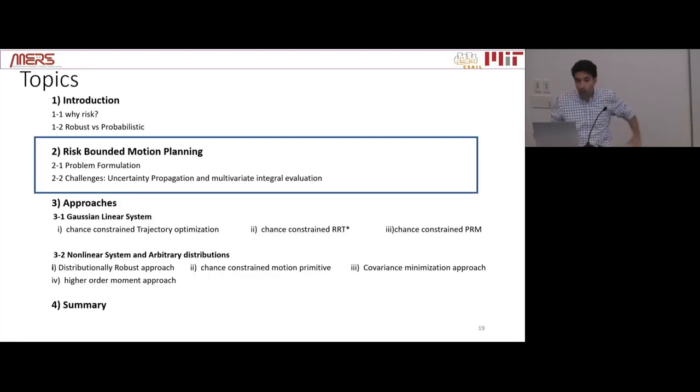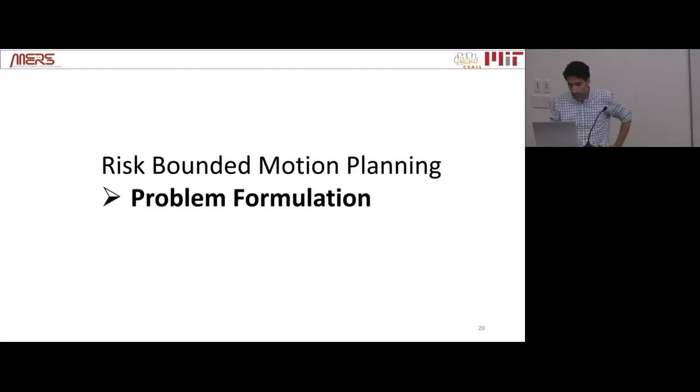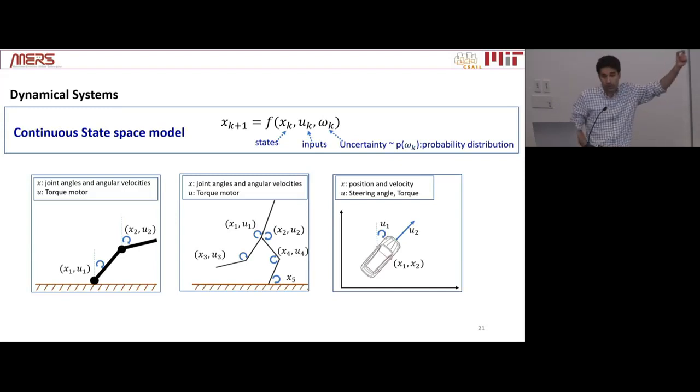So now we know why we need risk-bounded approaches. Now let's come up with a nice mathematical formulation. So in risk-bounded motion planning, we assume that first we are given a continuous state space model for a robot. In this model, X represents a vector of states. For example, this vector could represent position and velocity of a vehicle, or joint angles and angular velocity for a manipulator or a walking robot. And since we have uncertainty, I model uncertainty with omega with some known probability distribution. Given this dynamic and given the current state and the current control input, we can find the states for the next time step.